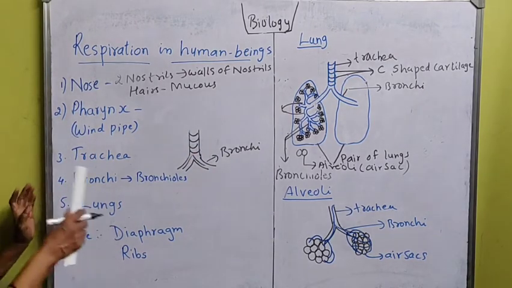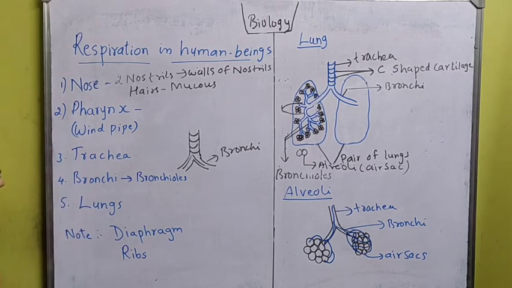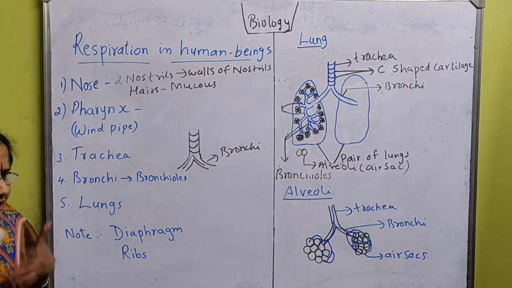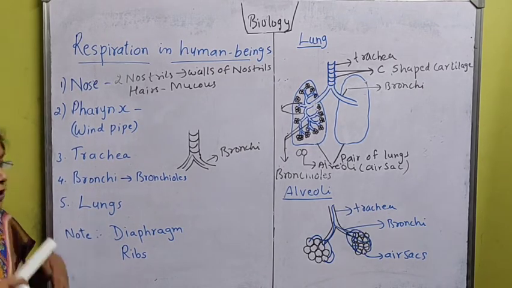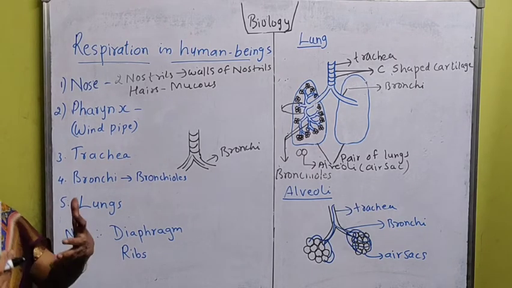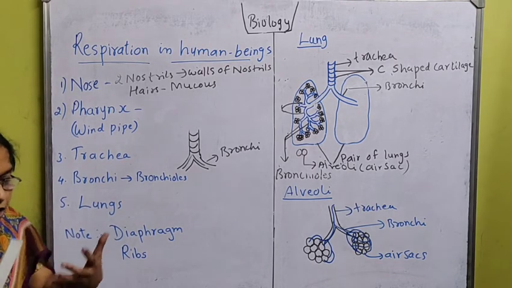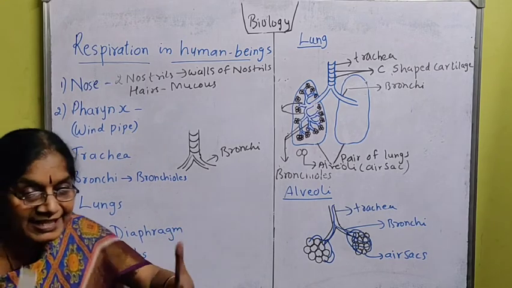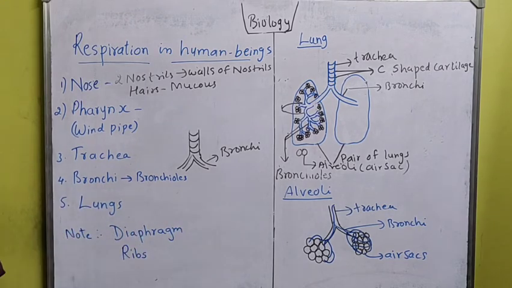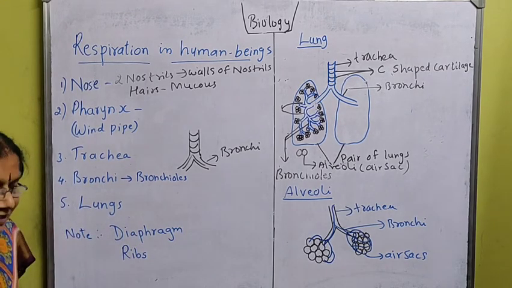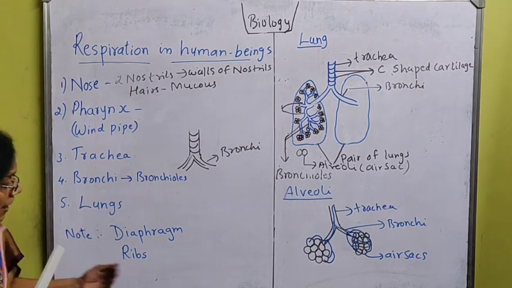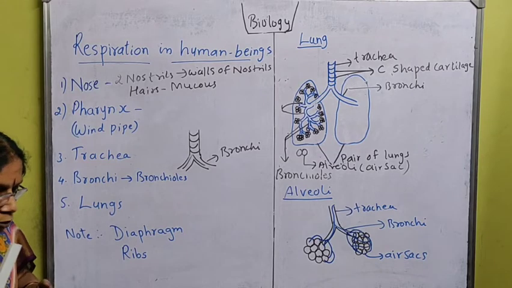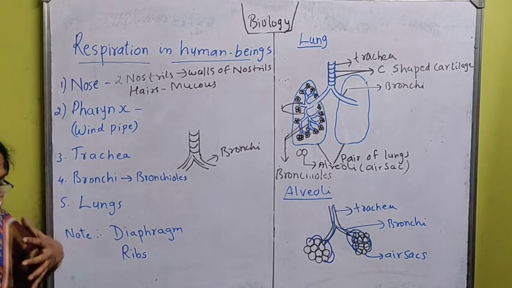They expand. So when we take in air, the diaphragm, which divides the chest cavity and the abdominal cavity, will move down because it gives space for the lungs to expand, since the air sacs are going to expand. When the air enters the lungs, the diaphragm moves down. And what happens to the rib cage? The rib cage will move forward. So enough space is there.